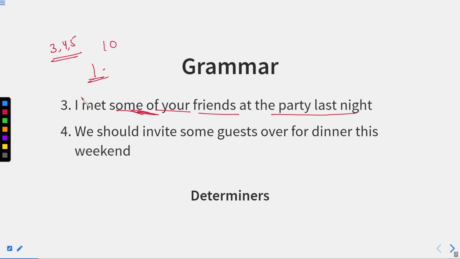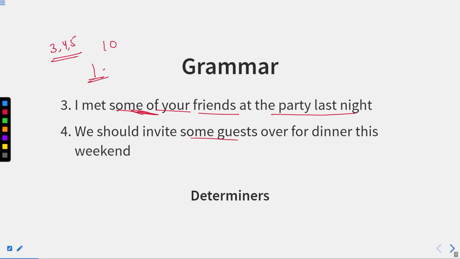But if there are more than one, suppose there are two or three, I can say some of your friends, because some indicates indefinite. The number is not clear. It is not stating a clear number, but probably if I'm saying some, I am saying it for more than two at least.